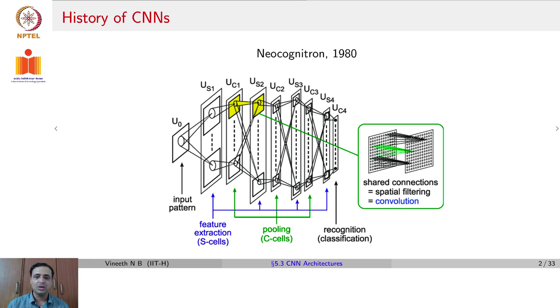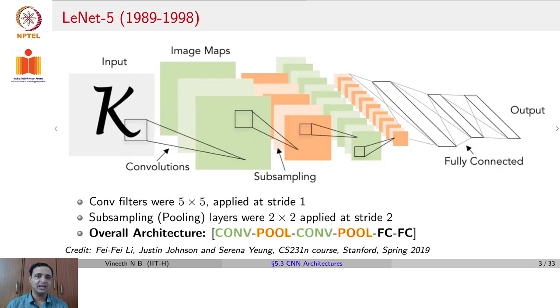But the name convolutional neural networks came with the design of the LeNet by Yann LeCun and team, which was largely developed between 1989 and 1998 for the handwritten digit recognition task. The LeNet convolutional neural network architecture looks like what you see here. It starts with a convolutional layer, then goes for a pooling layer, then again a convolutional layer, then a pooling layer, then two fully connected layers, and then finally the output layer.